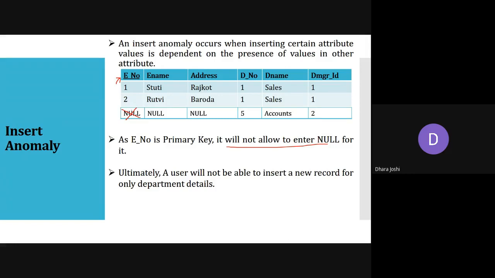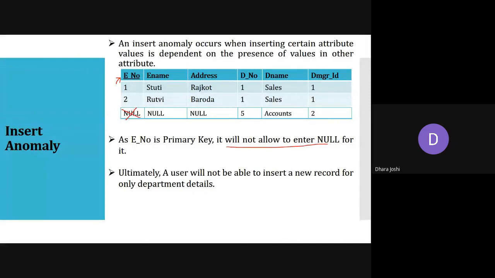We are just creating the department here. Department number is available with us, department name is available, and who will become the manager of that department is also with us. But we cannot insert these values into the table because employee number is the primary key for the table and we are not allowed to give null values here. This kind of problem which we are facing here in this relation, where some tuples cannot be inserted due to some reasons, is known as insert anomaly.